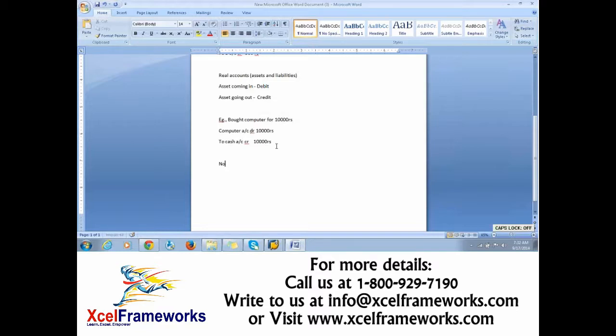Cash account is a nominal account. Nominal accounts include income and expenses, or revenue expenses, income or revenue. Okay, all the income and expenses come under nominal accounts. Here the rule is expenses debit, okay, and income credit.